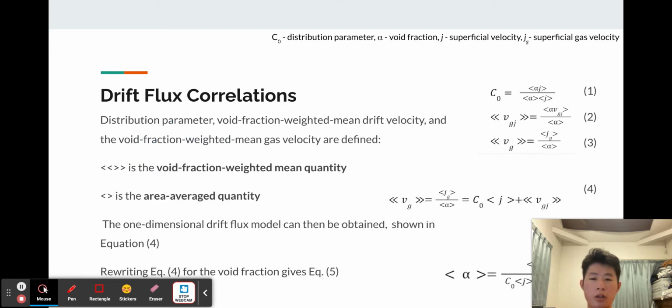So pretty much the derivation of this: the distribution parameter, void fraction weighted mean drift velocity, and the void fraction weighted mean gas velocity are defined in equations 1, 2, 3 respectively. The double brackets just mean a void fraction weighted mean quantity, and a single bracket is an area average quantity. And so the one-dimensional drift flux model can be obtained in equation 4, and just rearranging that for the void fraction gives us equation 5.